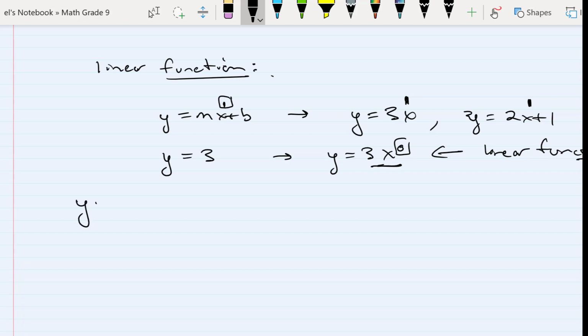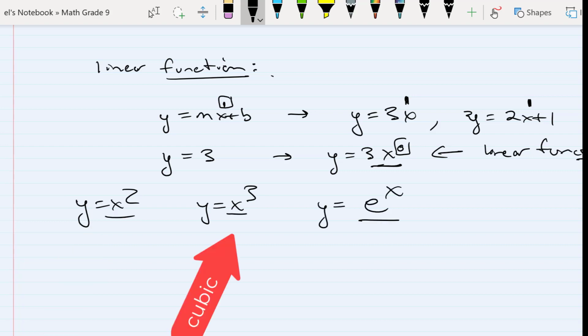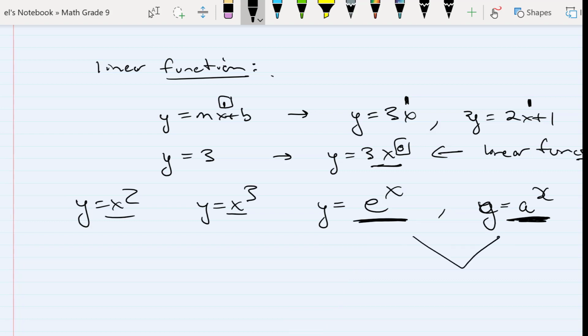A nonlinear function would be y equals x squared, or y equals x cubed, or y equals e to the power of x, or y equals a to the power of x. We'll look at these, which are known as exponential functions, in another lesson. These are nonlinear functions.